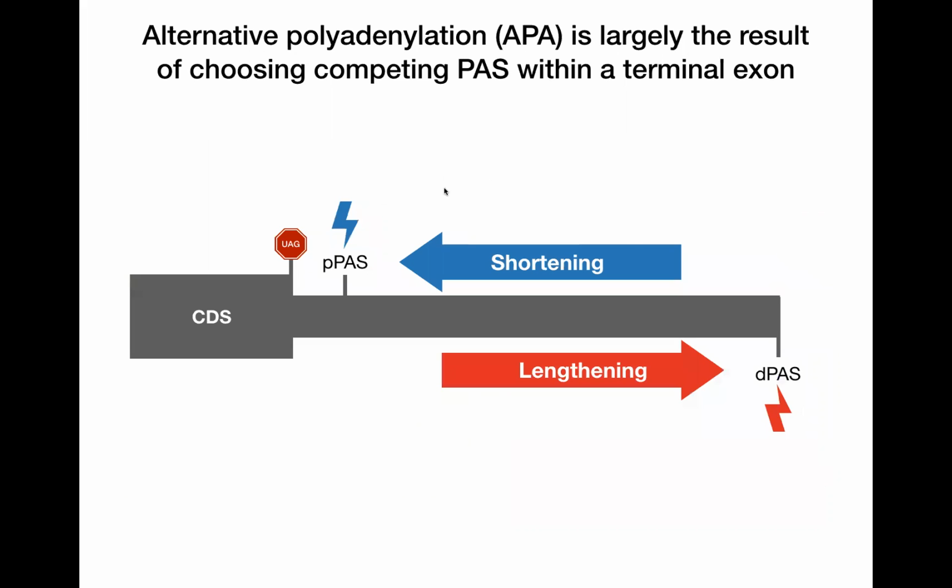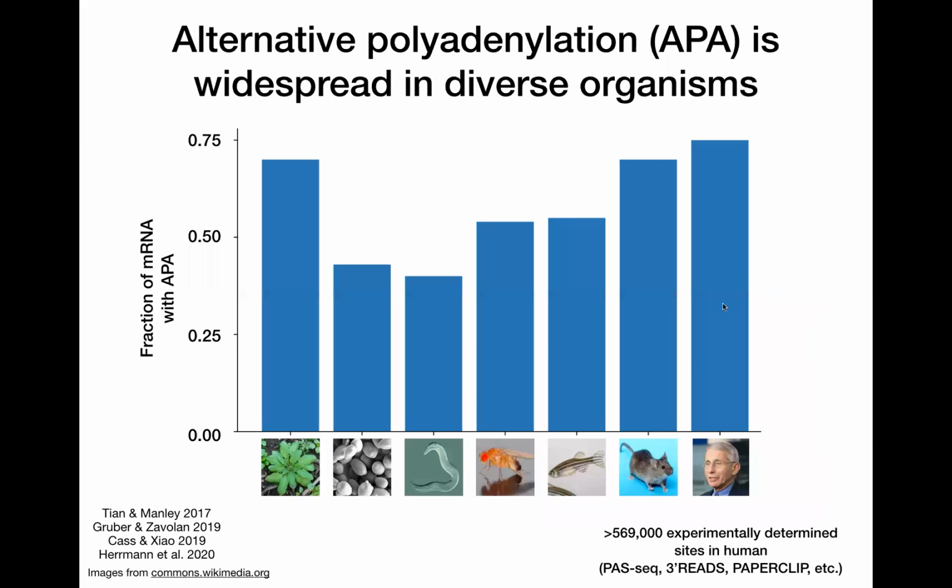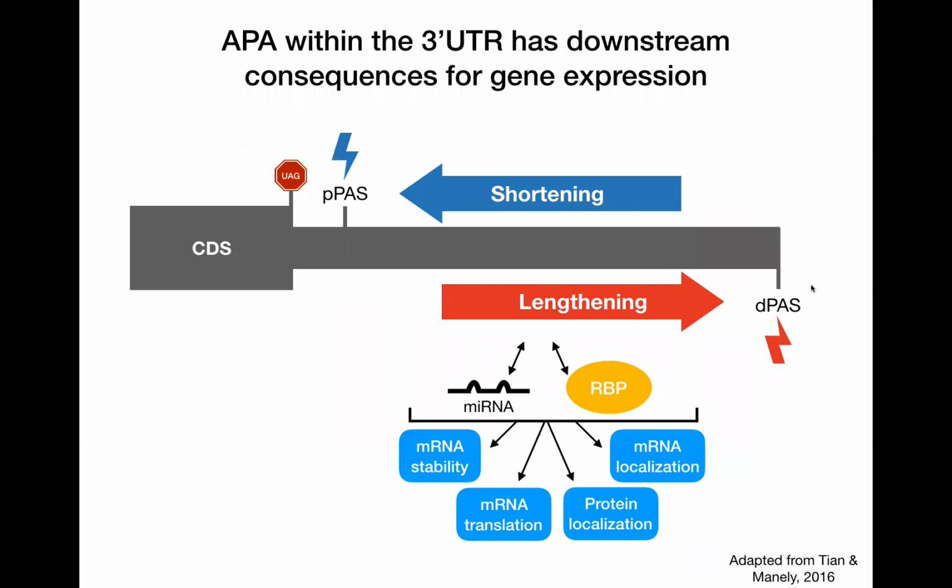So alternative polyadenylation, APA, is largely the result of choosing between competing polyadenylation sites or paths within a terminal exon that leads to shortening or lengthening of the UTR. Targeted 3' end sequencing techniques that directly determine the site of cleavage and polyadenylation across diverse organisms have shown that APA is widespread, with around 75% of genes in human undergoing APA.